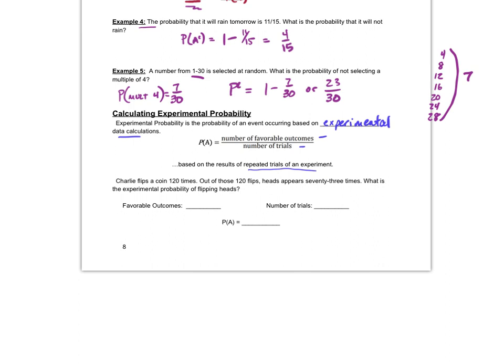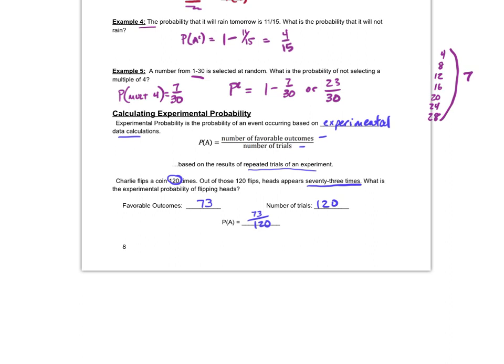Charlie flips a coin 120 times. Out of 120 flips, heads appears 73 times. What is the experimental probability of flipping heads? Well, the favorable outcomes, it occurred 73 times, so the favorable outcomes was 73. The number of trials was the number of times that the coin was flipped, which was 120. So the experimental probability of flipping heads was 73 divided by 120.